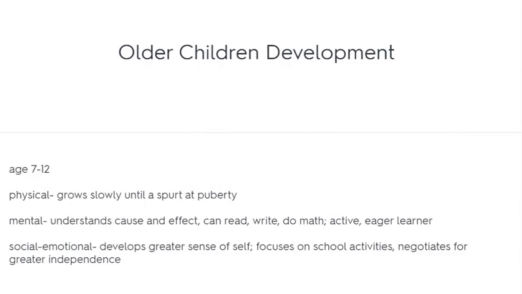Older children development. Age 7 to 12. Physical: growth is slow until puberty. Mental: understands cause and effect. Can read, write, do math. Active, eager learner. Social emotional: develops greater sense of self. Focuses on school activities. Negotiates for greater independence.